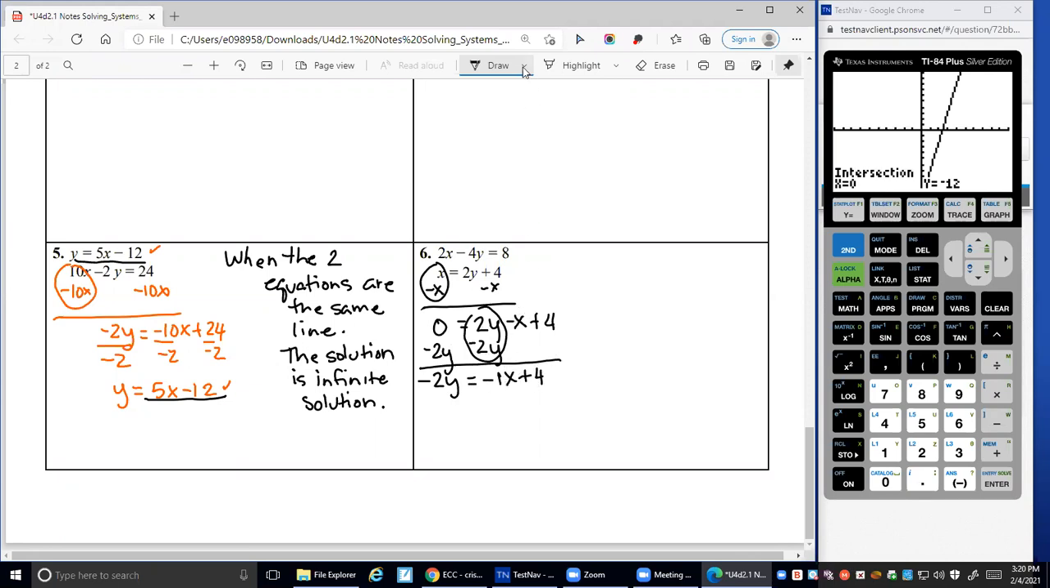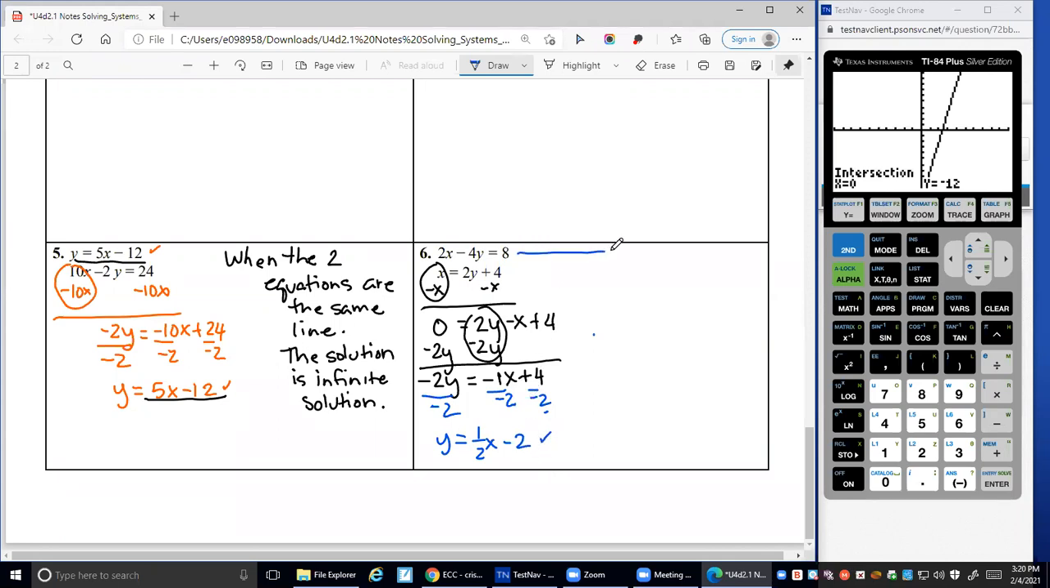And I'm going to divide by negative 2, negative 2, and negative 2. And we end up with Y is equal to, and I put this in the calculator, I get 1/2 X. When I put this in the calculator, I get negative 2. So this is one equation, right?